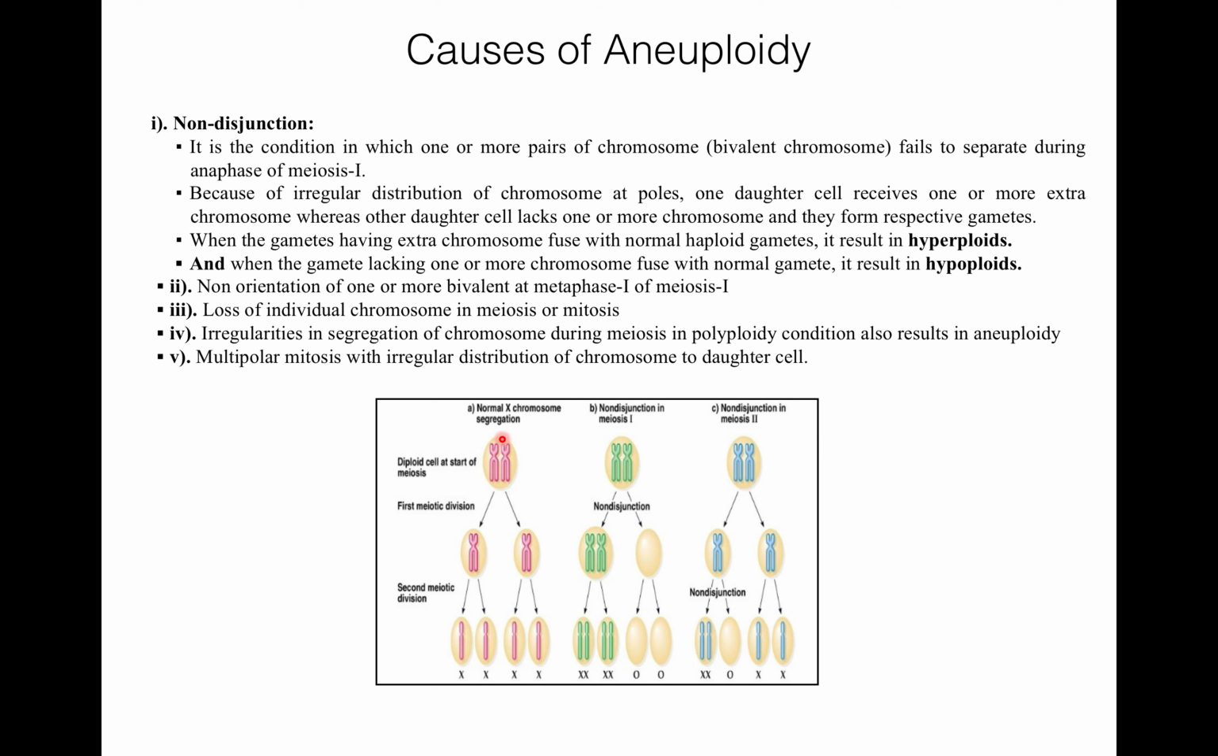If there is a normal X chromosome segregation, then the first meiotic division occurs. One chromosome goes to one daughter cell, another chromosome to the other daughter cell. After the second meiotic division, four daughter cells are formed, each with one set of chromosomes, so they are haploid. Each gamete carries one set of chromosomes. Now, non-disjunction.